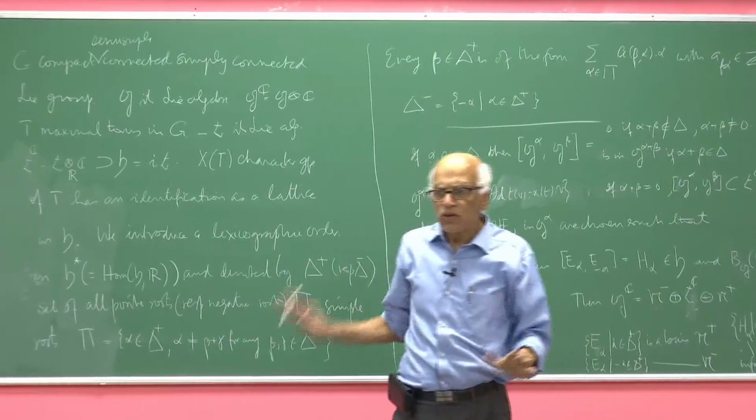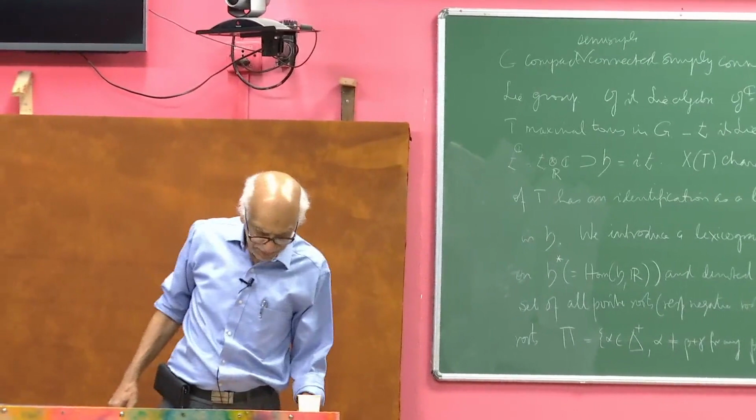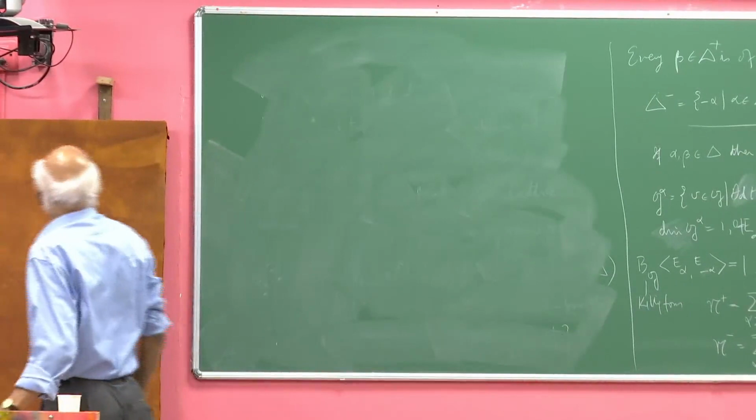So all this background I'm just recalling once. Now, since this is going to disappear from the board, I'm going to introduce an associative algebra called the enveloping algebra of the Lie algebra.